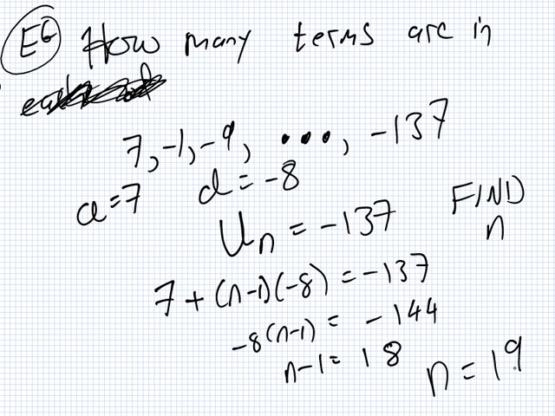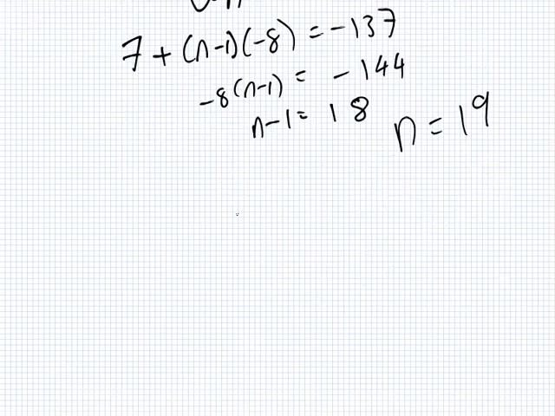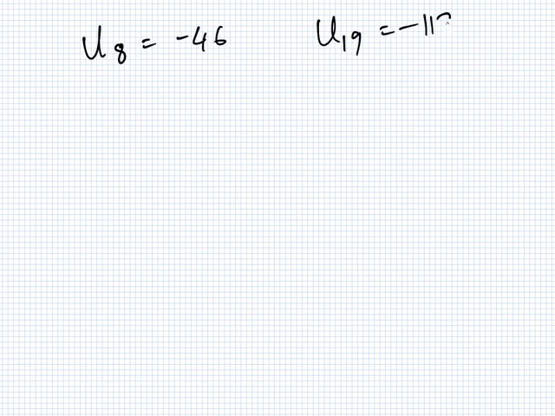Okay, can I scroll down? Okay, so if I want to find A and D, how many terms do I need minimum? I only need 2 as a minimum to find A and D. That's enough. So for example, if I have a sequence and I tell you the 8th term is minus 46 and the 19th term is minus 112, that's enough to find the A and the D.